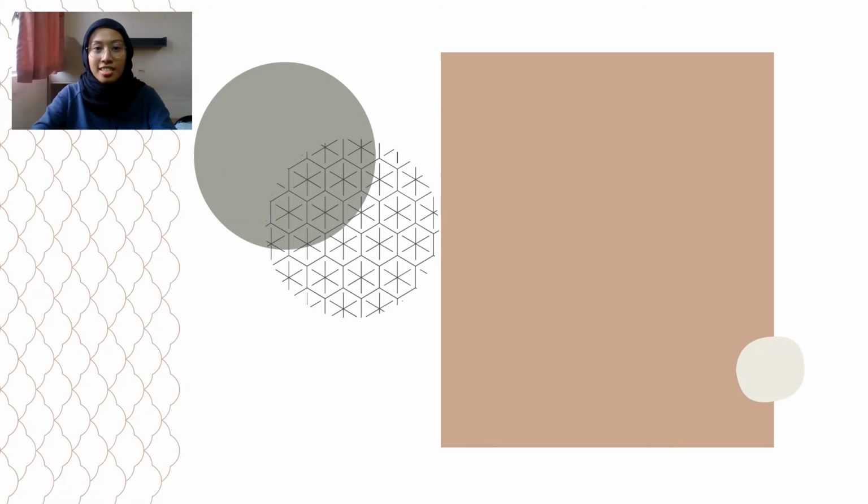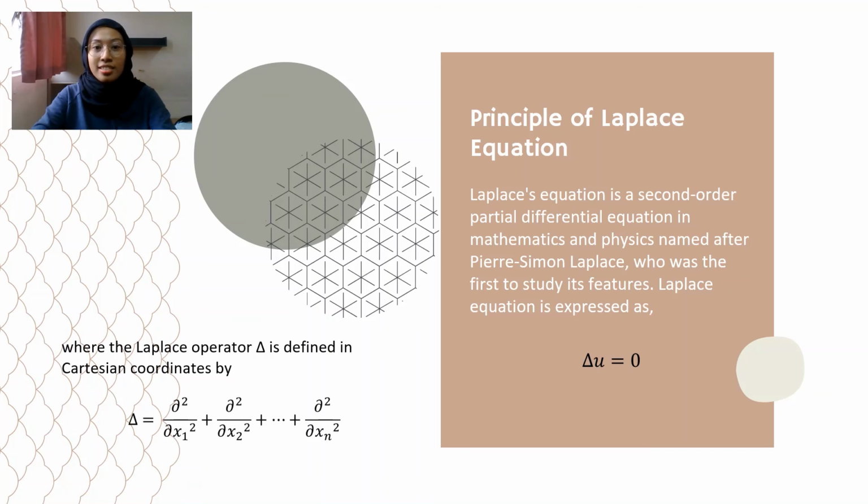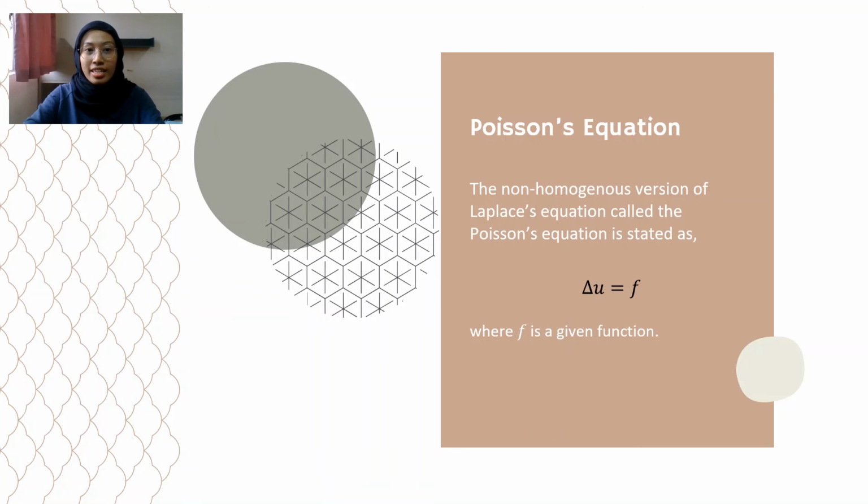Laplace equation is a second-order partial differential equation in mathematics and physics named after Pierre-Simon Laplace, who was the first to study its features. Laplace equation is expressed as delta U is equal to 0, where the Laplace operator delta is defined in Cartesian coordinates by the equation shown. The equation of Laplace is a linear scalar equation. It is the prototype of an elliptical partial differential equation, and it shares many qualitative aspects with more extended elliptical partial differential equations, also known as PDEs.